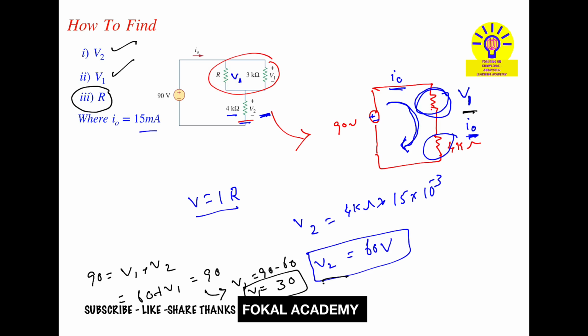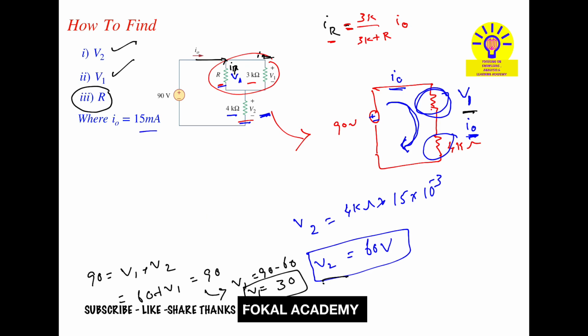So by applying the current division formula, that is current IR. In this circuit, this is the current that was entering and dividing into IR and I2. Suppose I1 and I2. So IR equals the opposite resistance, that is 3K, divided by 3K plus R, into I0. It gives the current in resistance R. Now how can you find the IR value and R value here? So let's take a small look here.